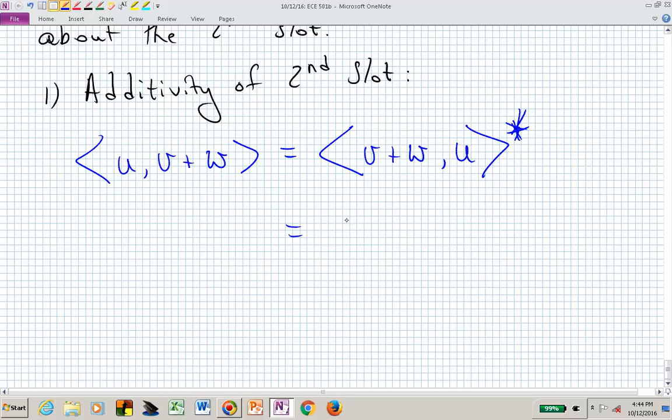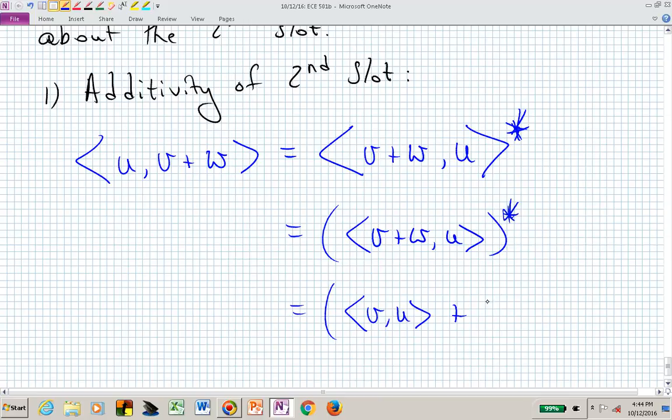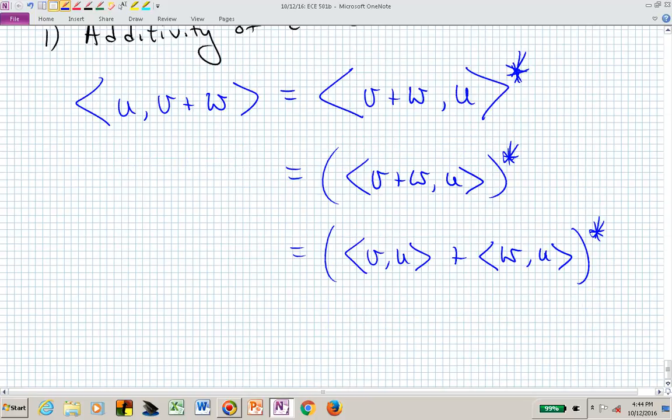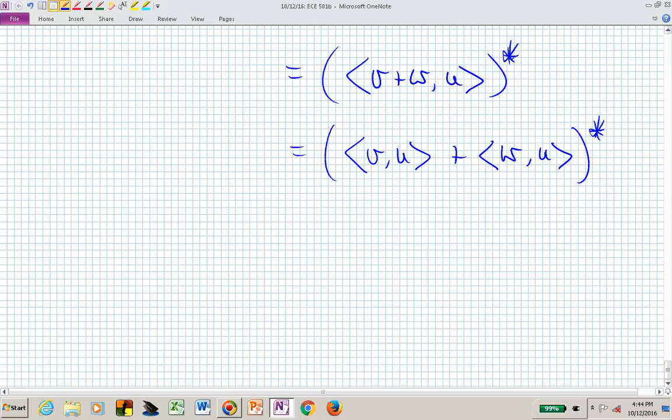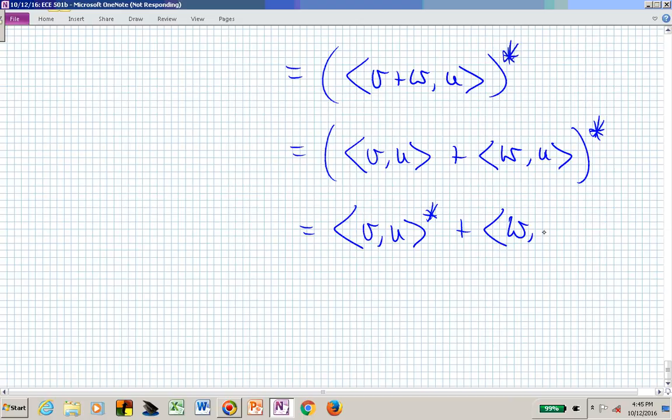But now we can look at using additivity of our first slot. Since now the sum is in our first slot, we can now push that through, so we have V inner product with U plus W inner product with U, and we now need to take the conjugate of that sum. But the conjugate of a sum is the sum of the conjugates, which says now that we have the conjugate of V, U inner product plus the conjugate of W, U inner product.